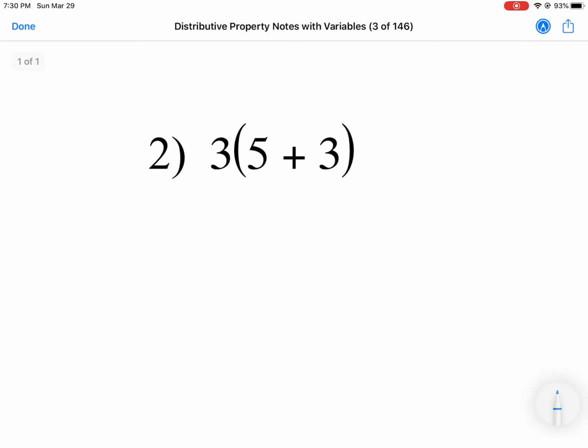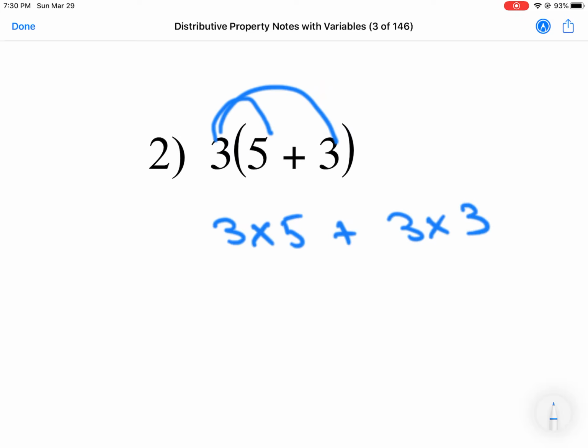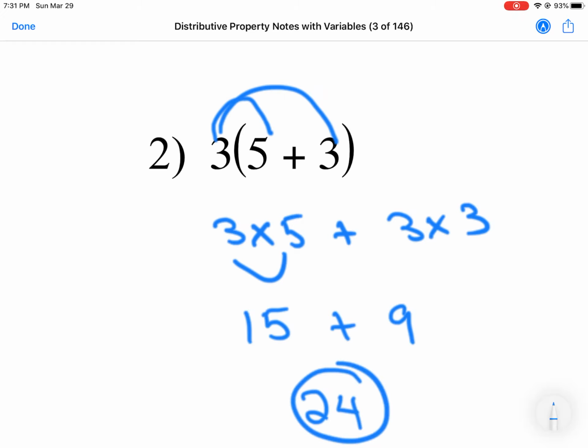Number 2. Let's mix up colors. Go blue. Distribute this number to each number on the inside. So I have 3 times 5 plus 3 times 3. 3 times 5 is 15. Bring down your plus sign. 3 times 3, which is 9. So I get a grand total of 24.